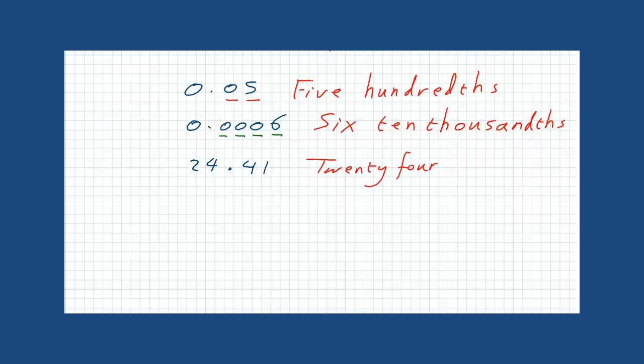Example 3, look to the number on the left of the decimal, it is 24, so just write 24. The decimal itself, we read it "and", and then the number to the right of the decimal point, we read it 41, so just write 41. And then ask yourself about the last place value, which is the number 1, it is the hundredth. So here we will say hundredths. So we read it 24 and 41 hundredths.